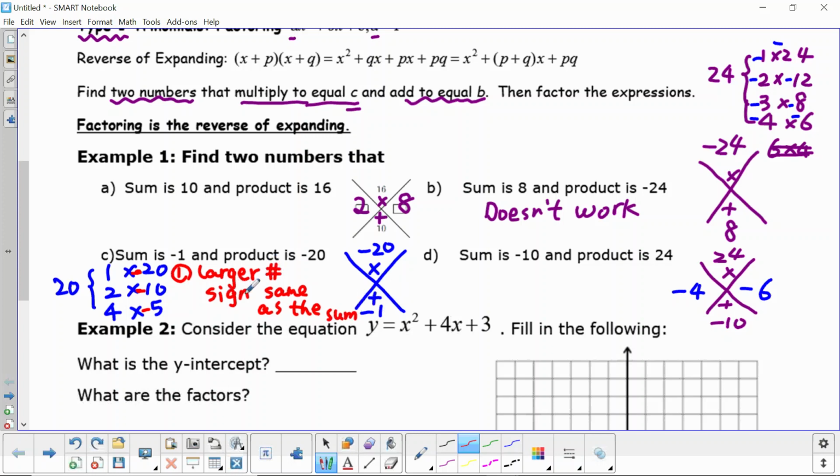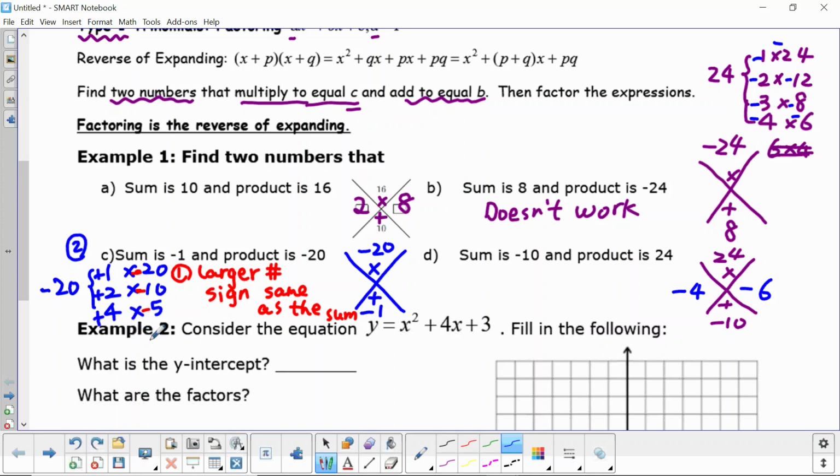Okay, so the larger number's sign is the same as the sum, so it will be negative. Then for the second one, we need to decide whether the smaller number is positive or negative. Times together is negative, so you need different signs: one negative, another one positive. So this is how you determine the sign of each number for each pair, okay?